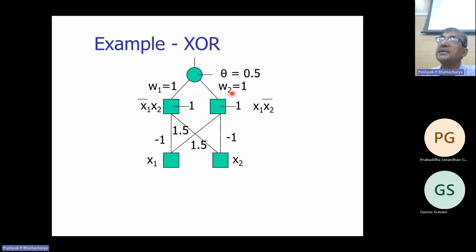And OR we have already seen how OR can be computed. The two weight values are 1, 1, and the threshold is 0.5. This computes OR. Okay, so this is very nice. And this network is computing XOR. Similarly, XNOR can be computed. But for real life actual problems, this way of decomposing the function is impossible.